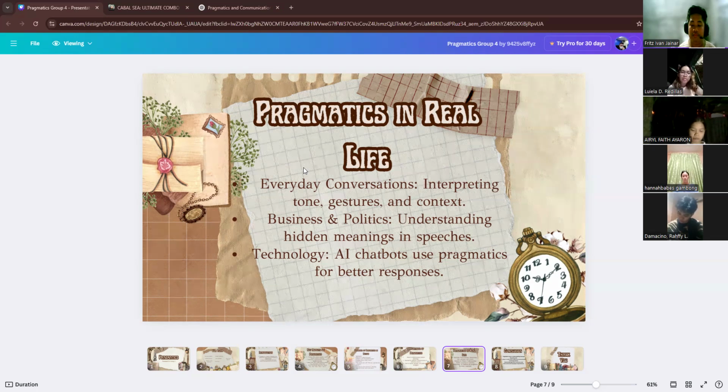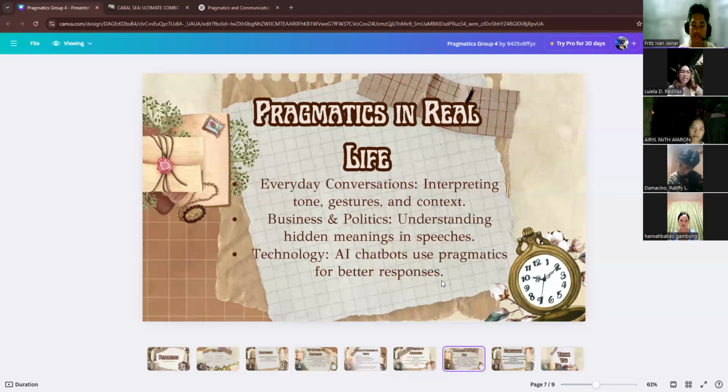The next one will be technology. This slide highlights the use of pragmatics in AI chatbots. By incorporating principles of pragmatics, these chatbots can better understand the context of user queries and generate more relevant, appropriate responses. This leads to improved user experience and more effective communication between humans and machines.